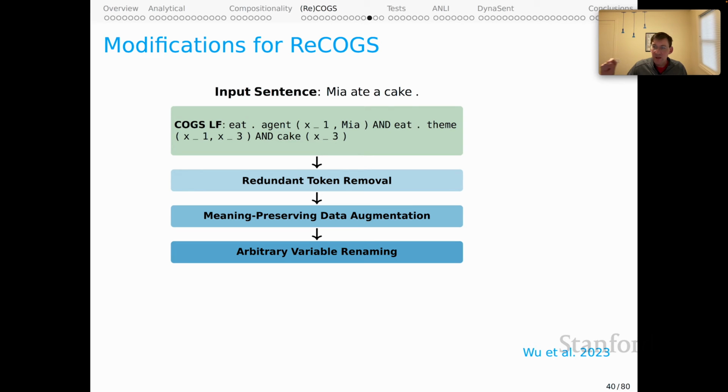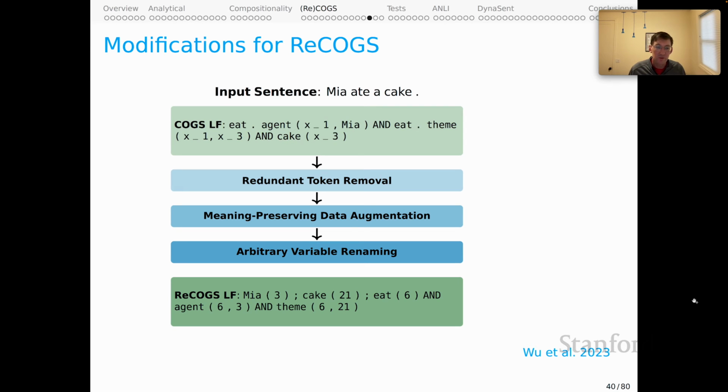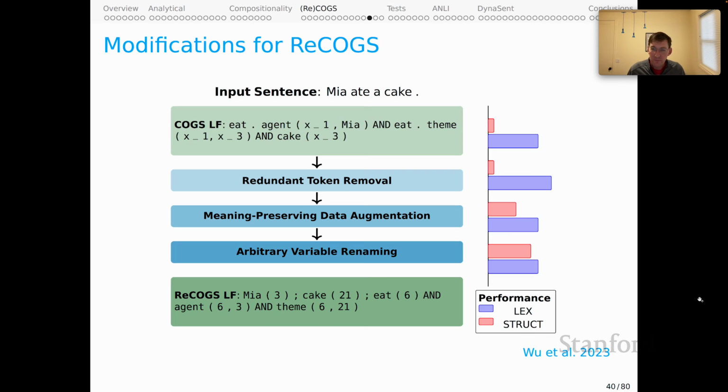Rather, they're kind of randomly assigned in a semantically consistent way, and we have many more examples as a result in an effort to teach models to abstract away from the precise names of variables. So for our given example here, we end up with a ReCOGS logical form that looks like the one at the bottom of this slide. And the overall effect on performance is kind of summarized in the diagram on the right here.